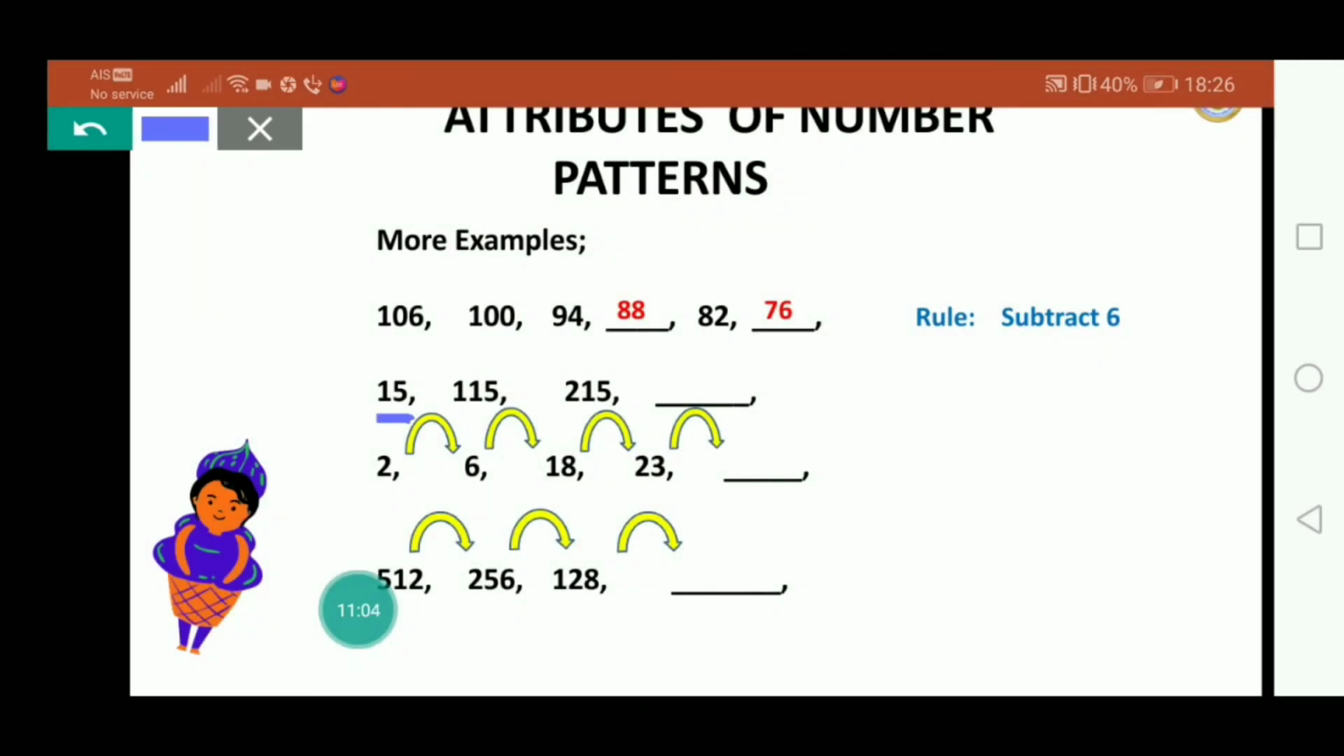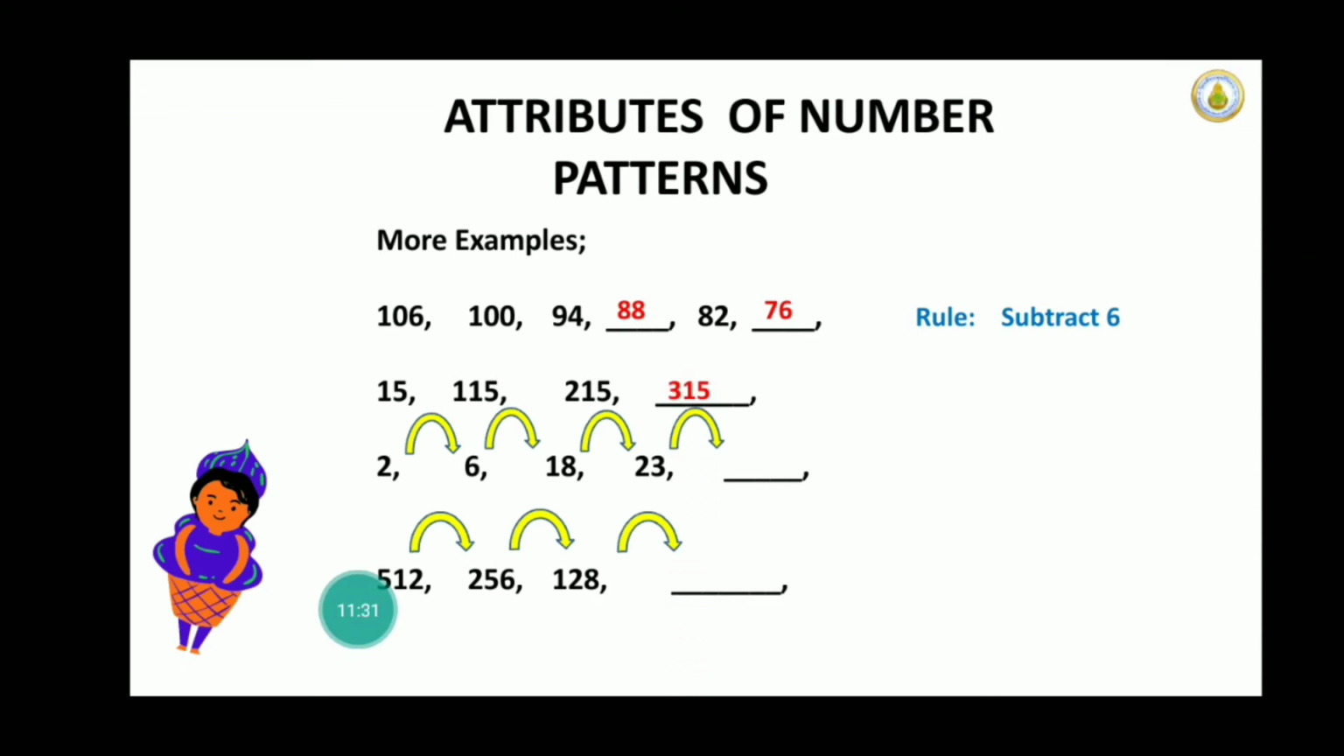So here we have 15 and 115. Then this one is increasing, so it should be plus. So what will be our rule? Before that, let's answer. So 15 plus 100 is equal to 115. 115 plus 100 is equal to 215, and 215 plus 100 is equal to 315. So our rule here is add 100.